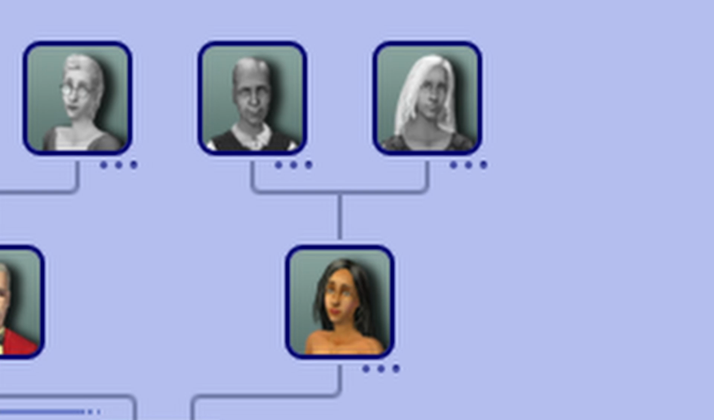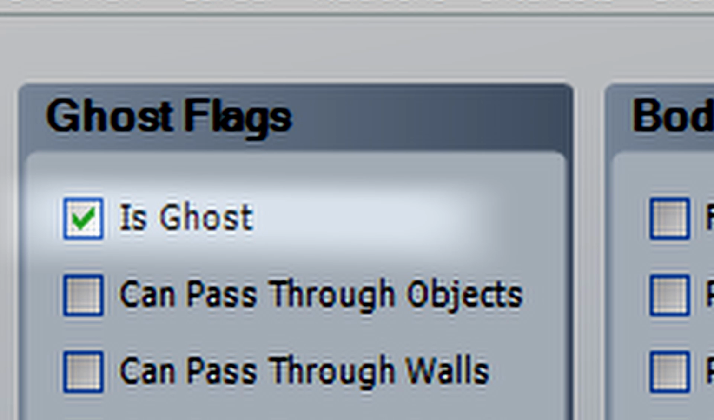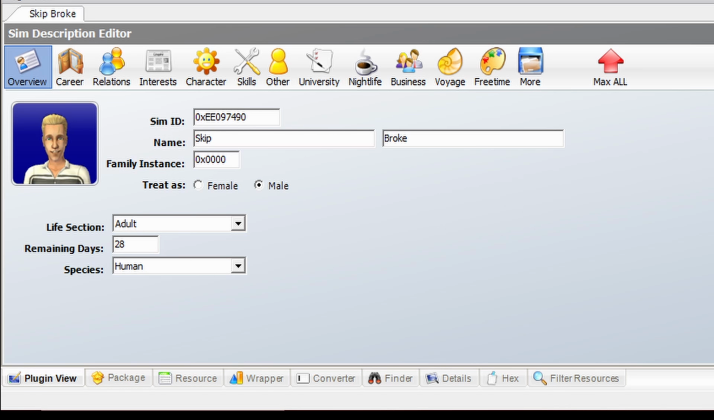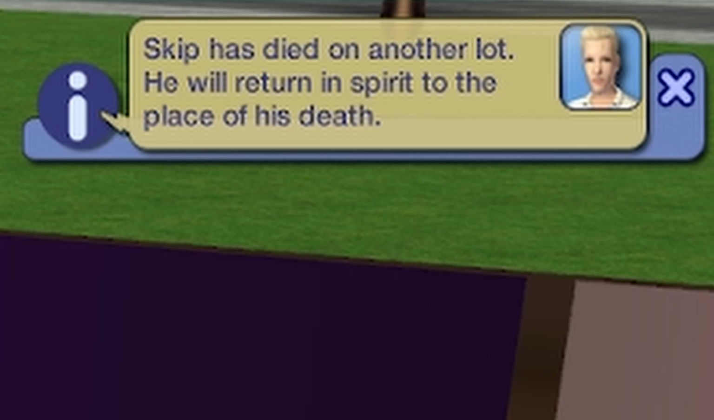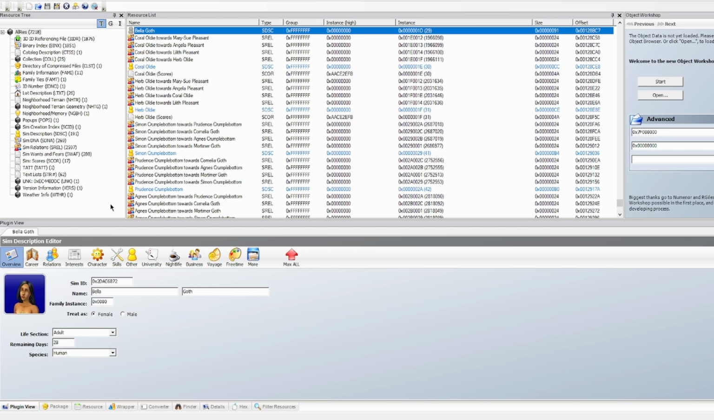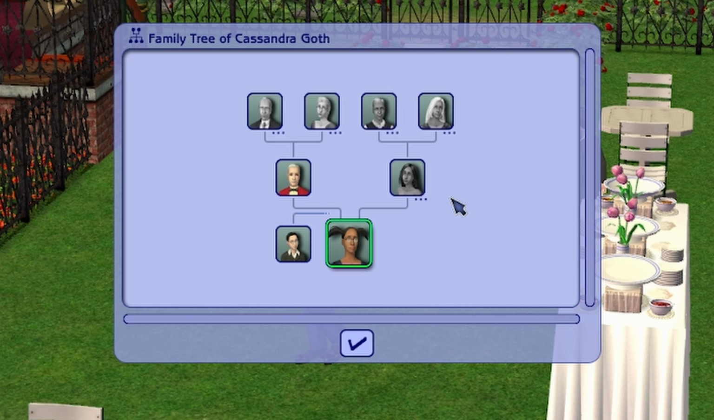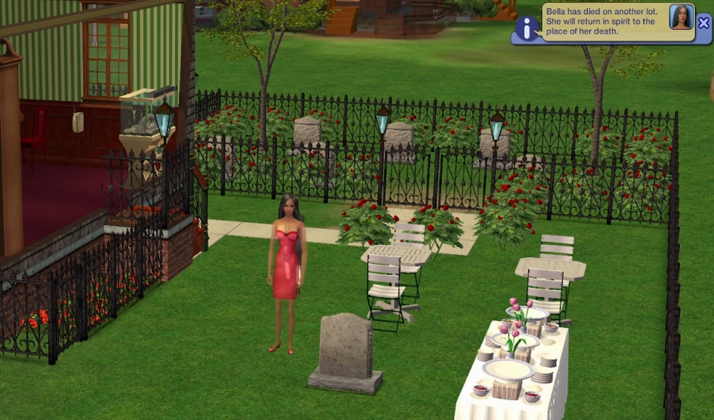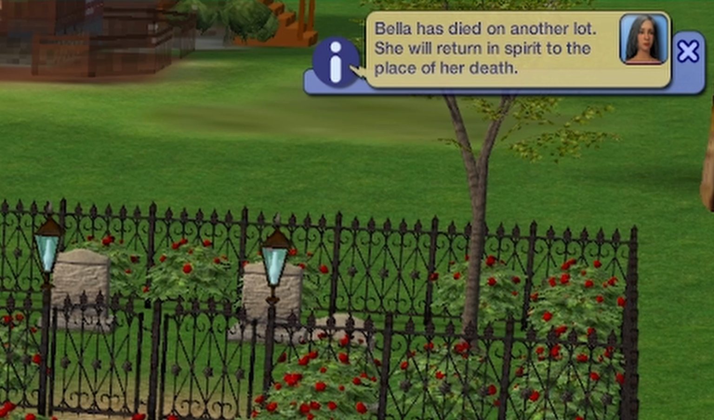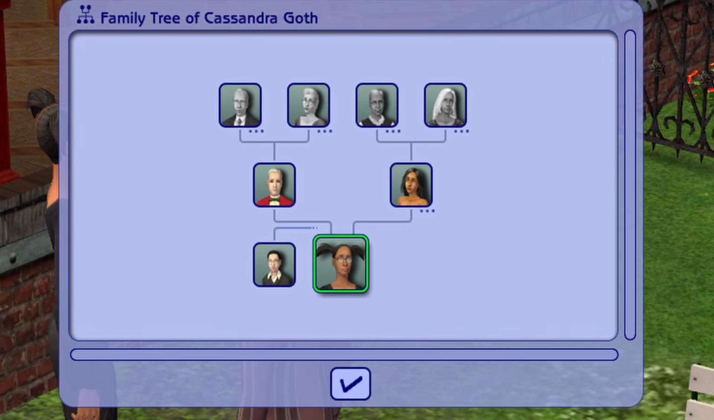So what makes the game decide whether a sim is dead or not? The is ghost flag in the sim description. It's literally as simple as that. If the sim is a ghost, then, well, it's pretty safe to assume that they're dead. Pleasant View Bella has this flag unchecked. If you tick this box in SimPE, she will appear grayed out and you won't be able to make her playable at all, as you will instantly get the "Bella has died on another lot" message. If you untick it, she'll be considered alive again.